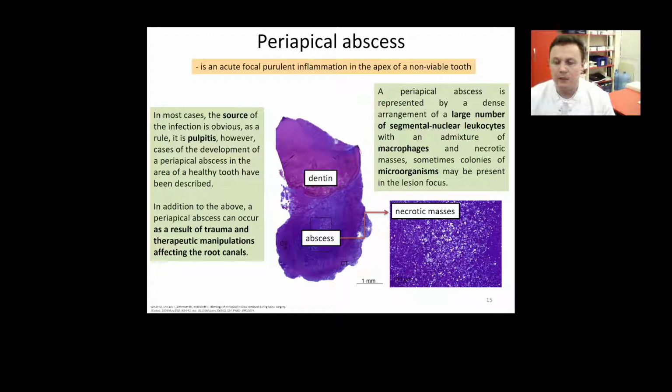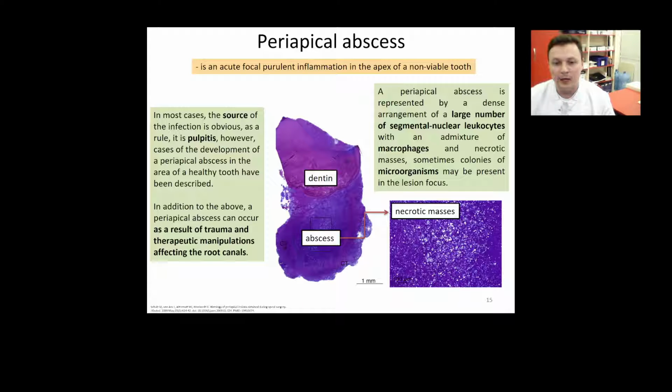In most cases, the source of the infection is obvious. As a rule, it is pulpitis. However, cases of the development of periapical abscesses in the area of a healthy tooth have been described. In addition to the above, periapical abscesses can occur as a result of trauma and therapeutic manipulation affecting the root canals.